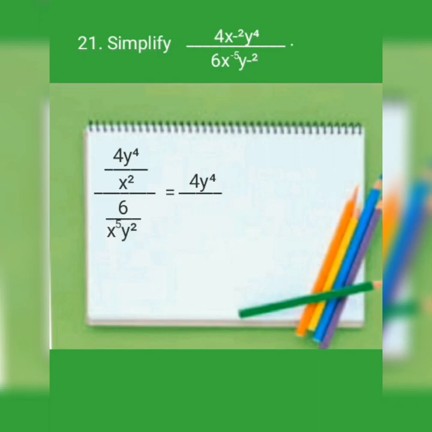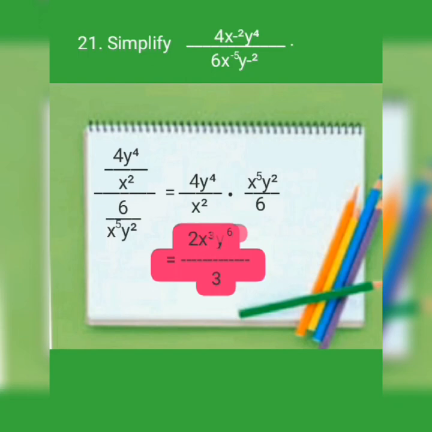Since it is a complex fraction, multiply the numerator by the reciprocal of the denominator. The simplified form of 4x raised to negative 2y raised to the 4th power all over 6x raised to negative 5y raised to negative 2 is 2x cubed y to the 6th power all over 3.